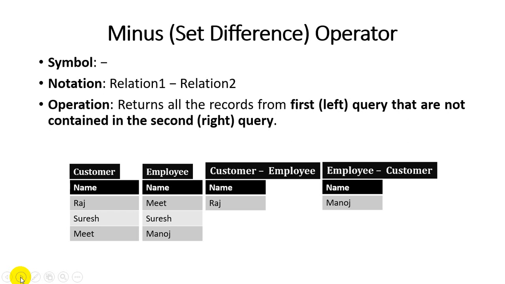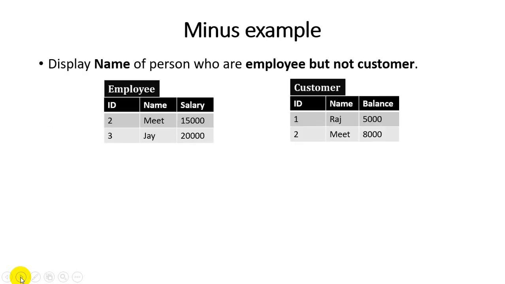So if you apply the employee minus customer operator, the result will be Manoj. I hope you see why we perform these two different things with only the minus operator: if the table or relation is changed, then the operational output will be different. Let's see with the example. Display the names of people who are employees but not customers, meaning we only find the names that belong to the employee relation but not to customer. We can easily get this with minus.